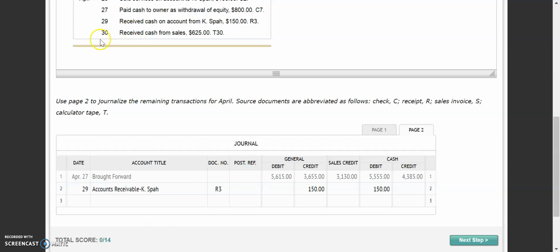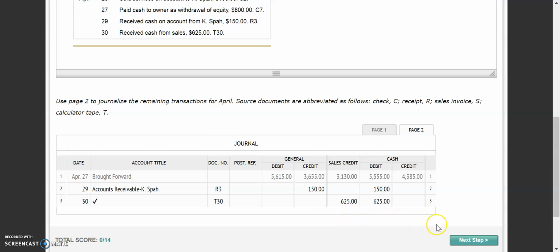And then our last transaction is that we received cash from sales for $625, T30 or calculator tape 30. So we plug the 30th in. Again, one of those special ones where if you notice it's cash and sales, which means those are both special amount columns. So we need to put our check mark here. So we do our drop down menu, put our check mark, T30, and then we just plug in sales credit, $625, and our cash debit is also $625. So that's the end of step 2.